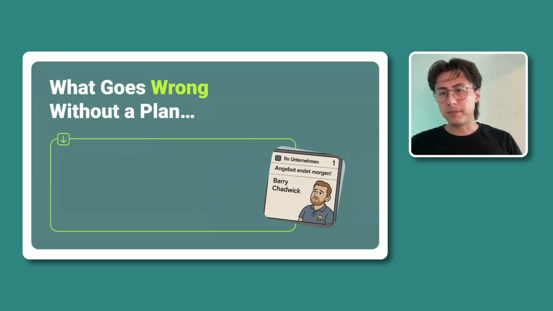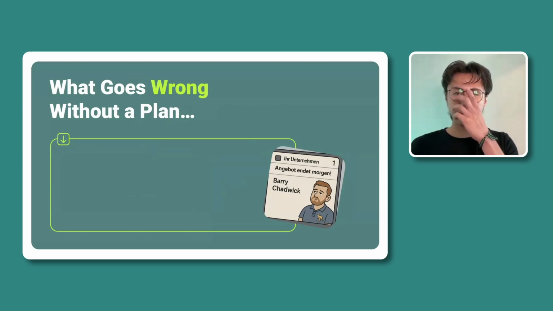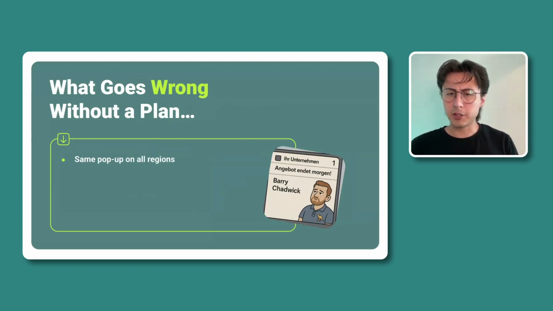What goes wrong without a plan is also something that you may relate to more than anything else. Maybe something that has happened to you in the past, and you don't want to see it repeated. You're showing the same pop-up in all regions. Maybe it's not what customers are expecting to see, or there's the possibility to do more. There's no way of saying from my end that you're doing things wrong, just that you could do them better.